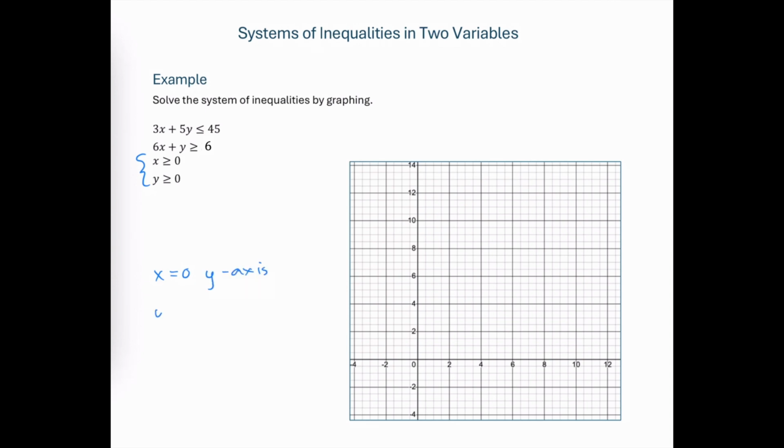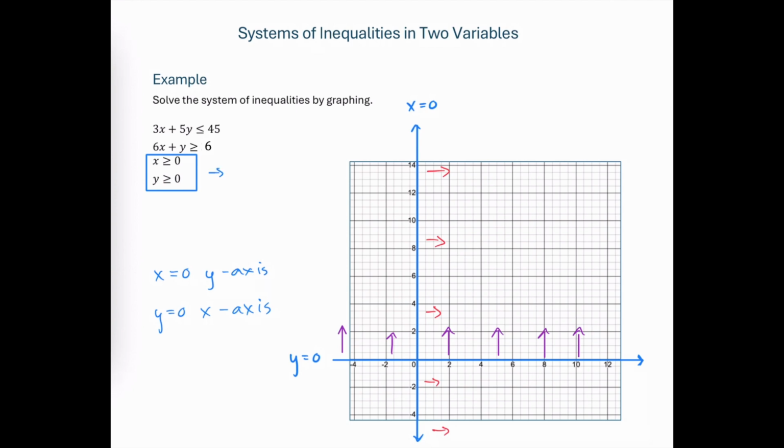So this would be the line y is equal to 0, and this is the line x is equal to 0. So to satisfy this inequality, we would want the x values that are to the right of the y-axis, the x values that are positive, and to solve this inequality, we would want the y values that are above the x-axis. So when we have these two inequalities, we know that our solution region has to be in the first quadrant. And so we'll focus in the first quadrant when we're solving these other two inequalities.